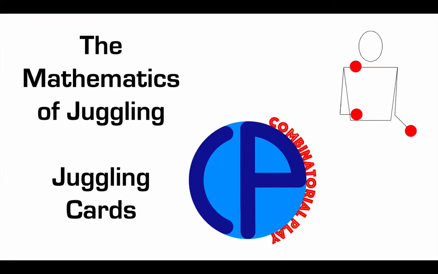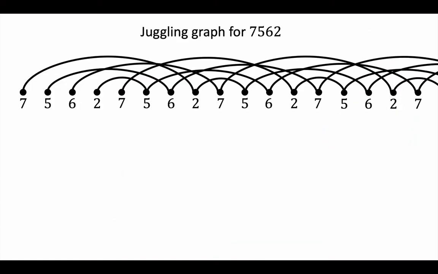Another episode in the Mathematics of Juggling video series. Here we're going to be looking at juggling cards. Juggling cards are used to create juggling graphs, which we've seen represent the siteswaps we've been studying. In fact, here's a familiar siteswap and juggling graph. 7562 is a 5-ball siteswap.